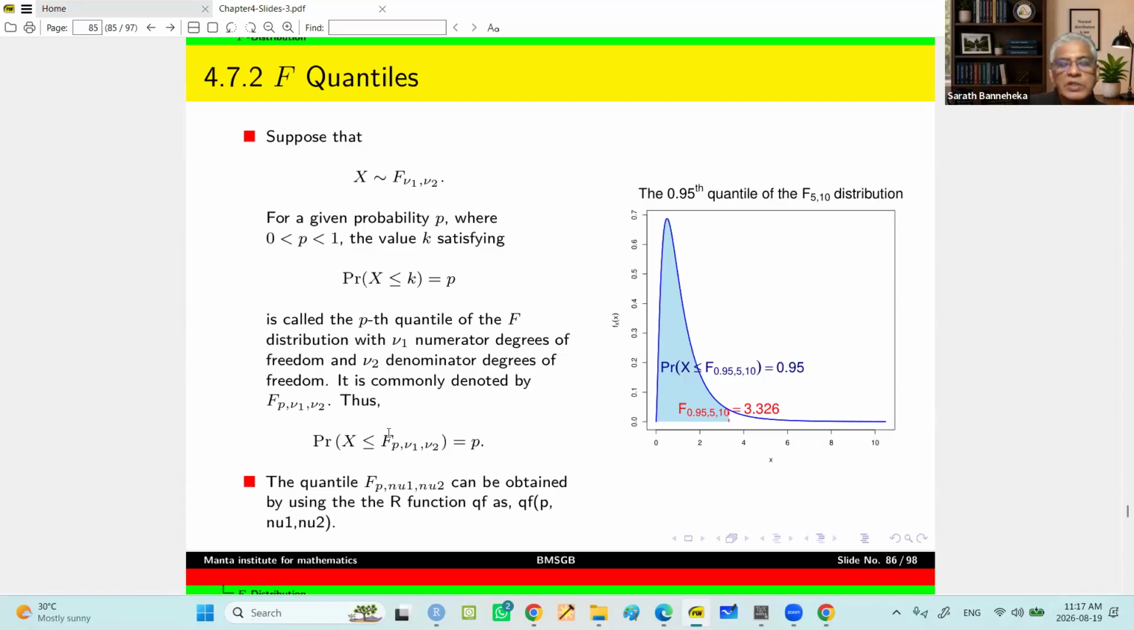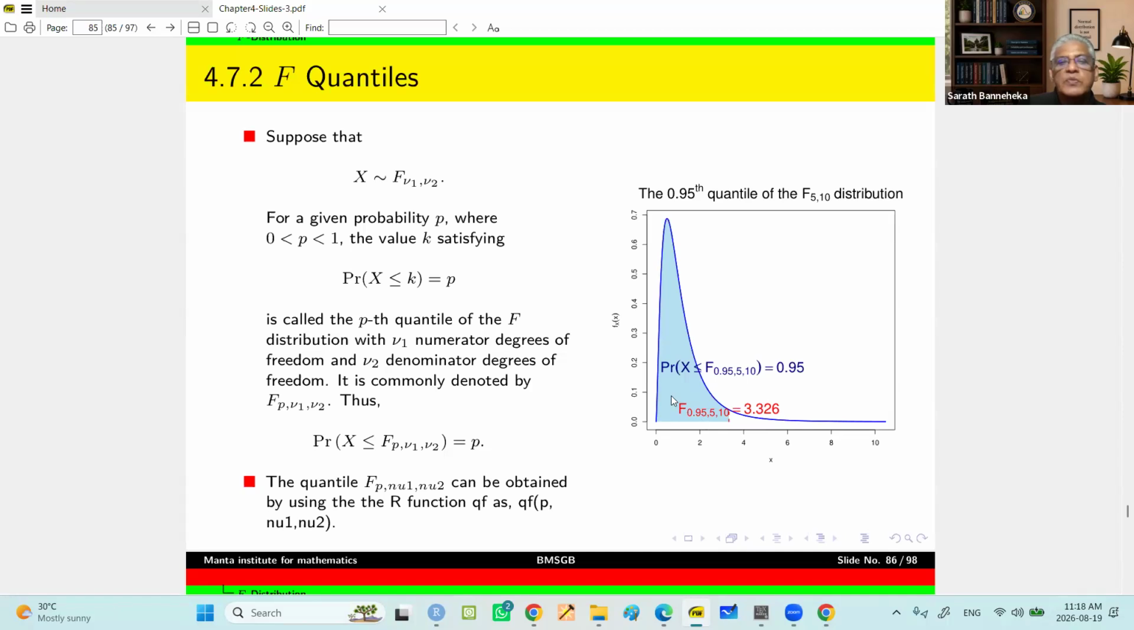We can obtain this value numerically using the R function QF. So this is the application. You have to say QF and then within brackets the value of P first, and then the numerator degrees of freedom as the second argument, and the denominator degrees of freedom as the third argument. So for example, if you put P equal to 0.95 and nu1 equal to 5 and nu2 equal to 10, R gives you the value 3.326, rounded to 3 decimal places.